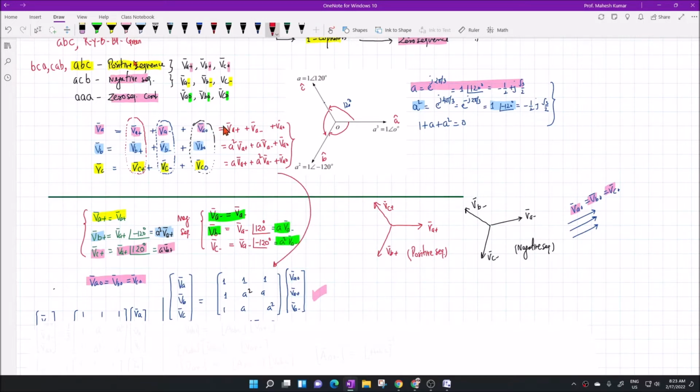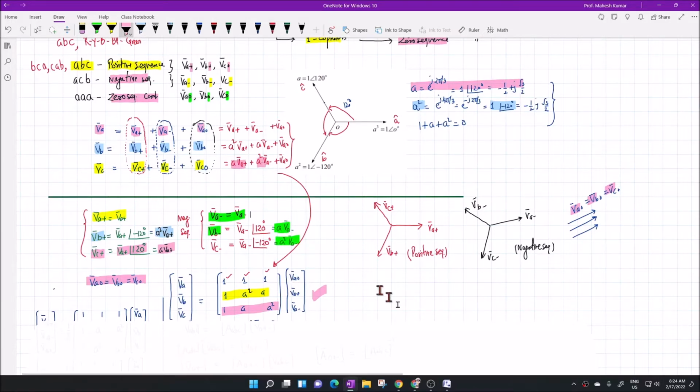Va is 1 1 1, so this is 1 1 1, times Va0, Va plus, Va minus. Then the Vb phasor is a square Va plus, so this is a square Va plus, and a into Va minus, and 1 into Va0. This is the second row. The third one, which indicates the value of Vc, is Va0 plus a into Va plus, and then plus a square Va minus here.